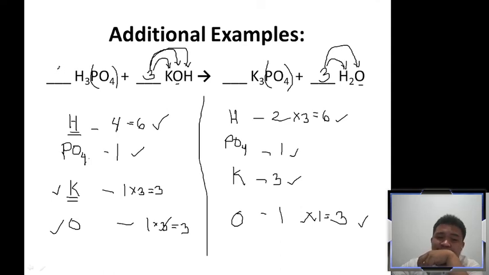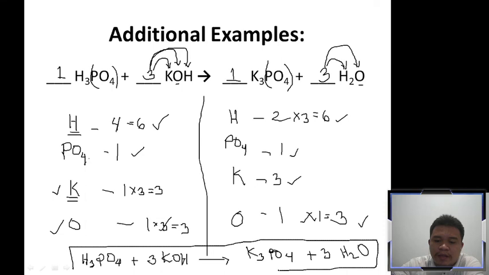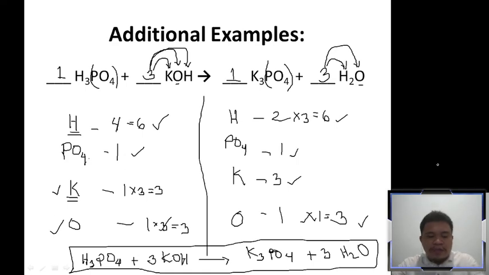Since it's balanced already, it's understood that there is a 1 coefficient here and 1 coefficient here. But when we write the final balanced equation, it's H3PO4 plus 3KOH yields K3PO4 plus 3H2O. And that is now a perfectly balanced chemical equation. I hope that you got that one.